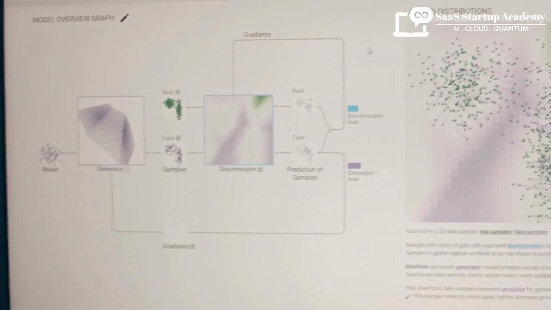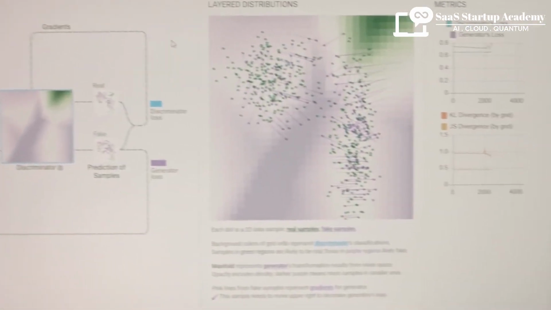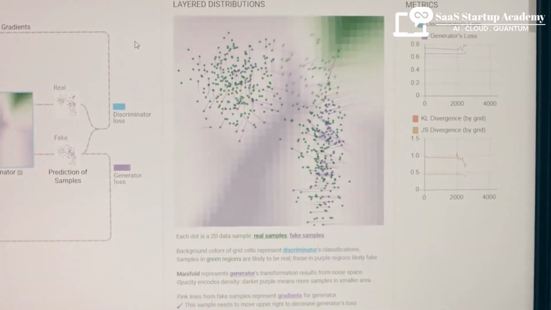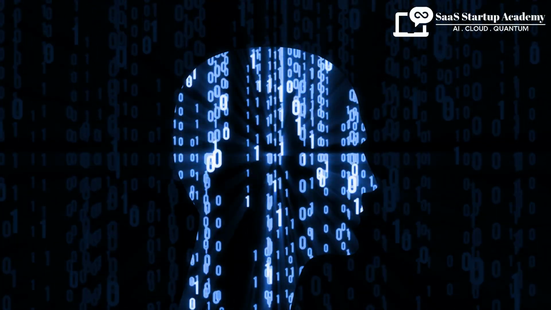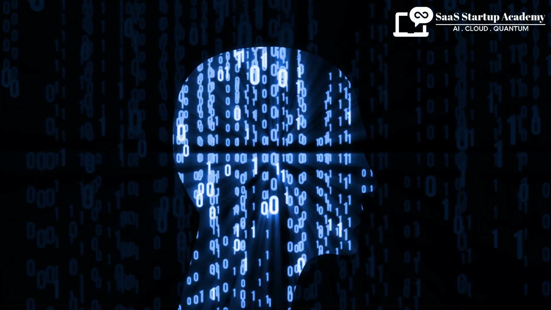Types of machine learning. Machine learning can be broadly categorized into three main types: supervised learning, unsupervised learning, and reinforcement learning. Each type of machine learning has its own set of algorithms and techniques, and they are used for different types of tasks.